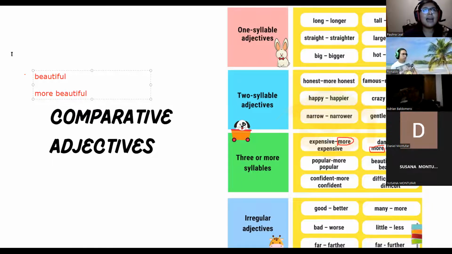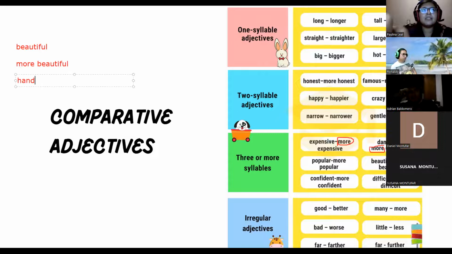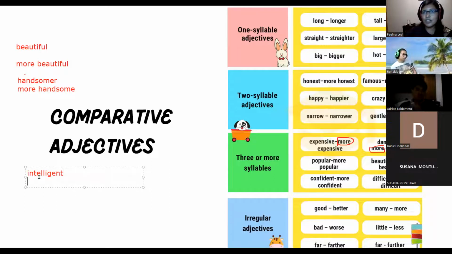Let's say that my adjective is handsome. So I'm also not going to say handsomer. It sounds weird. I would just say more handsome. Let's say that my word is intelligent. I'm not going to say intelligenter. I'm going to say more intelligent.